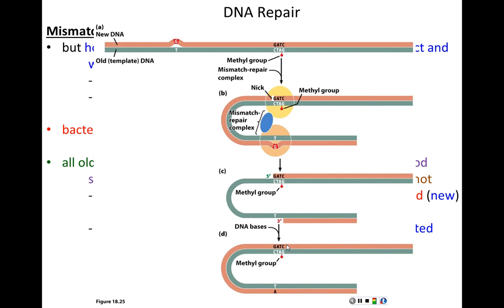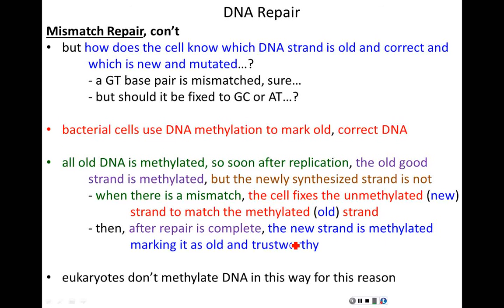It puts new DNA down, and that new DNA is put down so that all the base pairing is correct, and the problem has been fixed. Once the problem has been repaired, we go ahead and methylate the newer strand, marking it as old and trustworthy. Now, as interesting and amazing as all that is, bacteria does that. That's what bacteria does. It has this amazing system for discerning old strands from new strands.